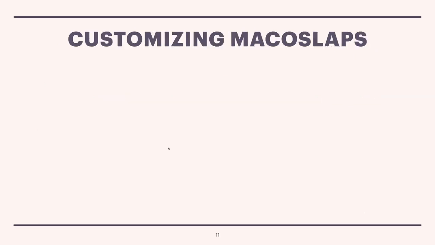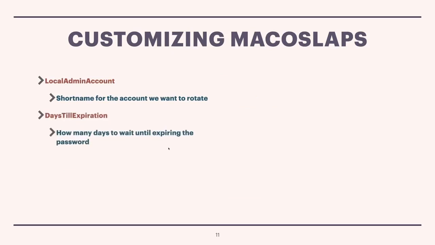So let's talk about customizing macOSLAPS for your environment. We went over local admin accounts. This is just a short name for the account that you want to rotate. Days to expiration is a key of how many days you want to wait until expiring the password. This is an integer, so you would just use something like 25 days or just 25, or 30 or 45 or 1, depending on your preference.